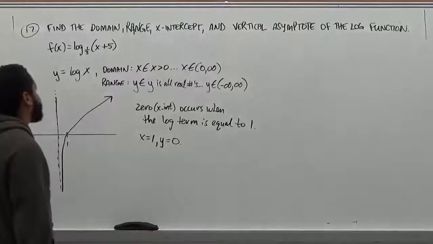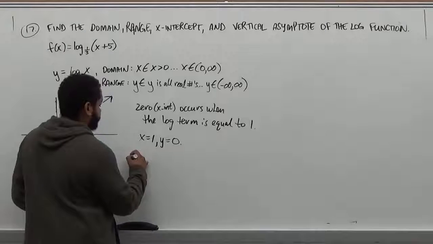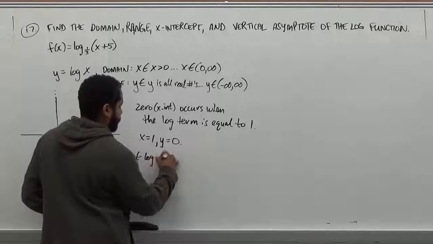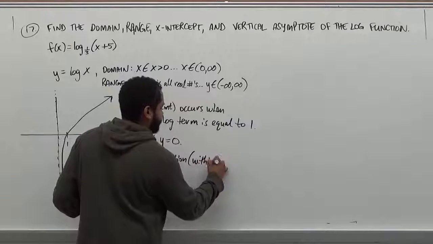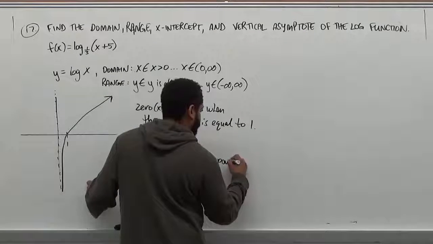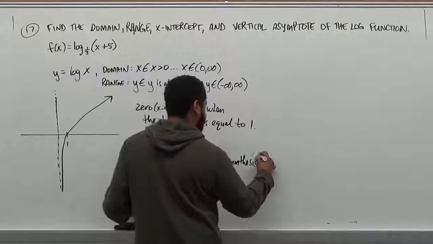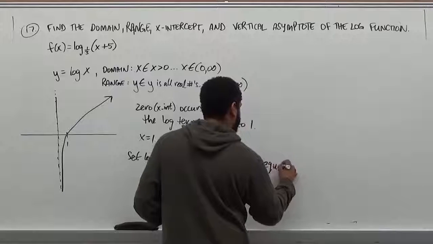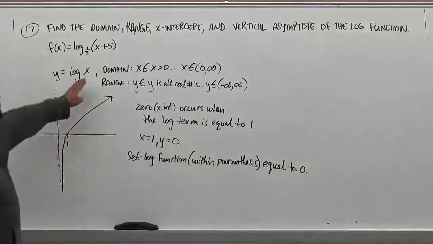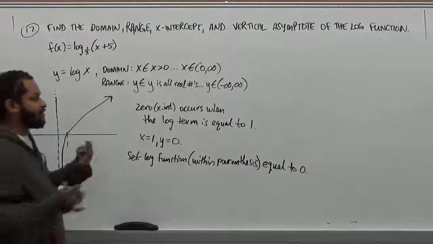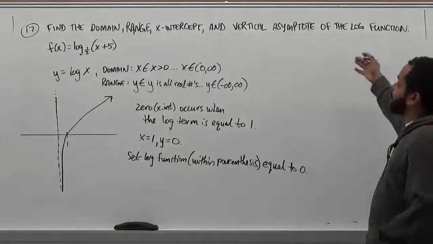And finally, the vertical asymptote is based on the domain. We always set the term within the parentheses of the log function equal to zero. Whenever the term of the logarithm is equal to 0, you have what we call a vertical asymptote. So let's use these 4 components to solve our problem.